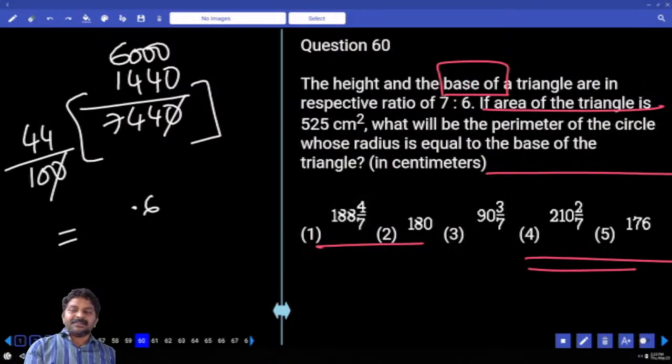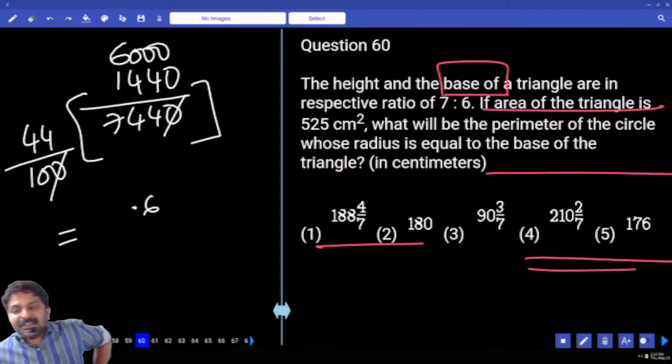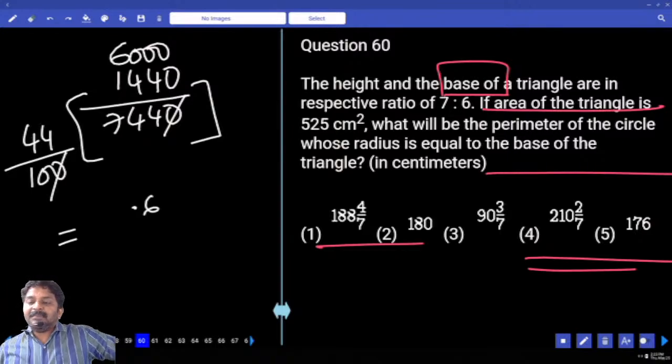The height and base of a triangle are in the ratio 7:6. If the area of the triangle is 525 square centimeters, what will be the perimeter of the circle whose radius is equal to the base of the triangle? Okay, the perimeter of the circle, that's what we need to calculate.